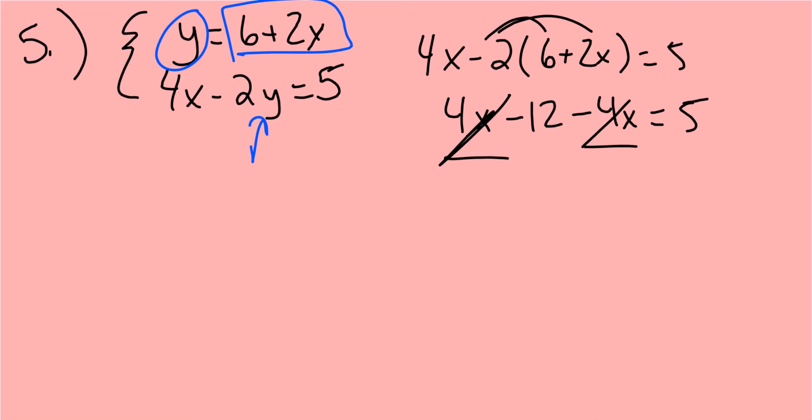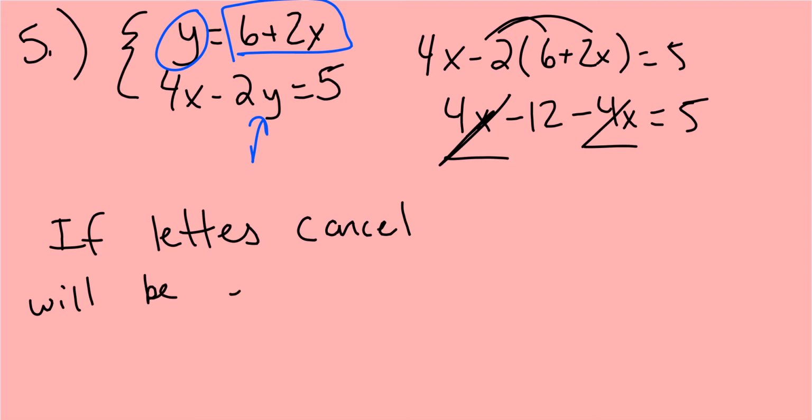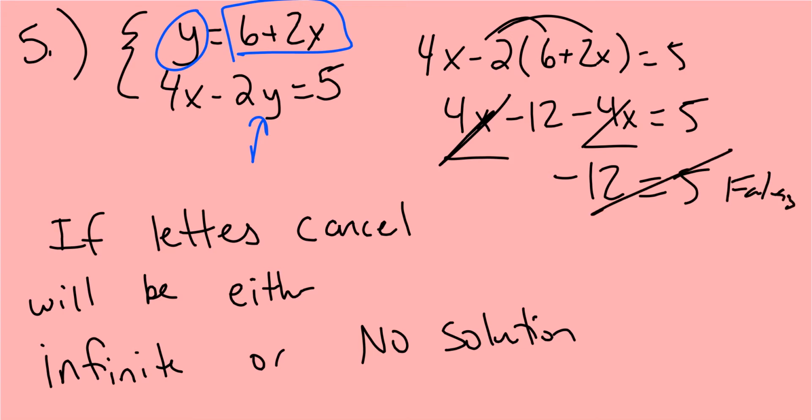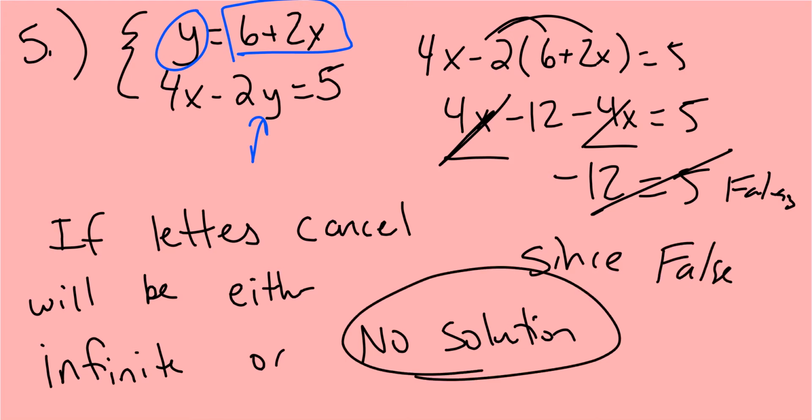The letters cancel. So if the letters cancel, it's either going to be infinite solutions or no solutions. And here's how you know. That's false. 12 does not equal 5. So since false, no solution. All right. If that would have said like negative 12 equals negative 12 or 5 equals 5 or 0 equals 0, then you would have said infinite solutions. So that's it for 5.